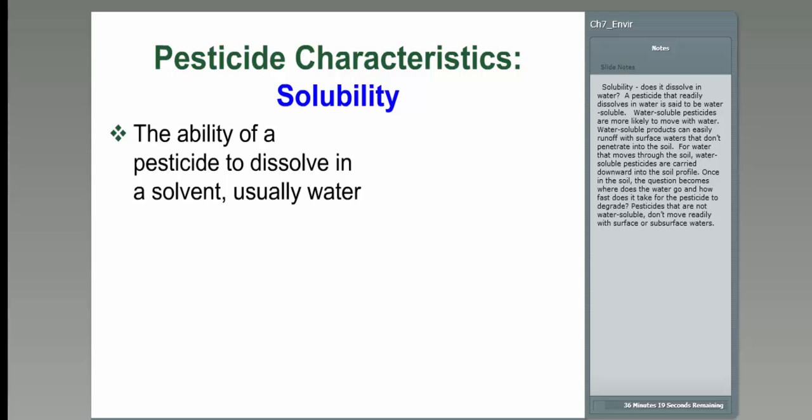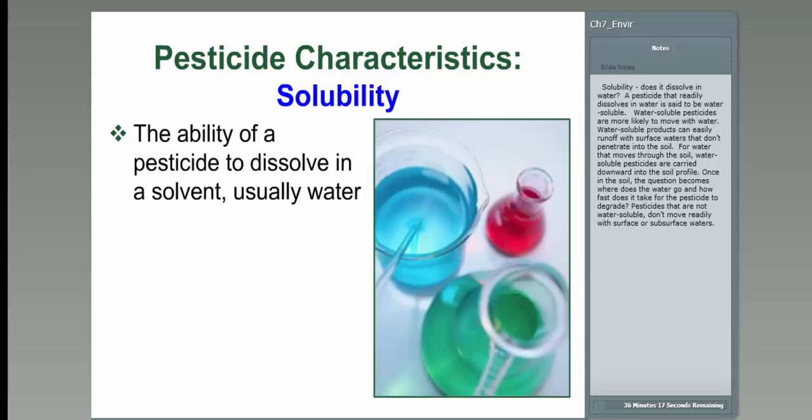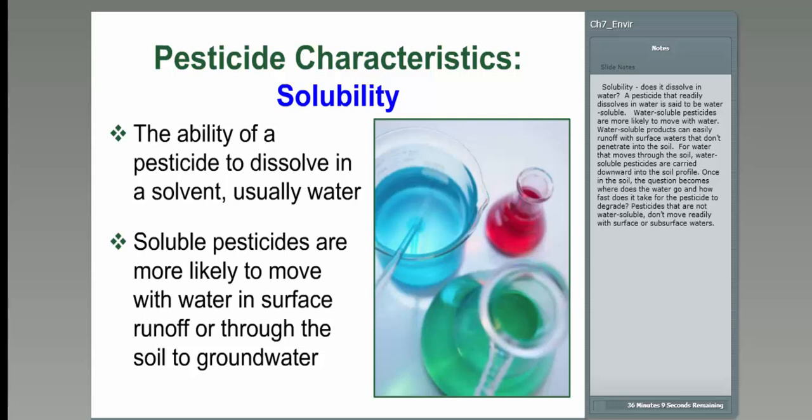Solubility. Does it dissolve in water? A pesticide that readily dissolves in water is said to be water-soluble. Water-soluble pesticides are more likely to move with water. Water-soluble products can easily run off with surface waters that don't penetrate into the soil. For water that moves through the soil, water-soluble pesticides are carried downward into the soil profile. Once in the soil, the question becomes, where does the water go and how fast does it take for the pesticide to degrade? Pesticides that are not water-soluble don't move readily with surface or subsurface waters.